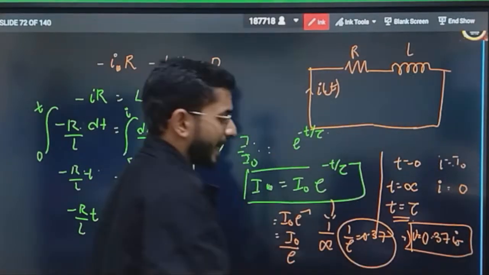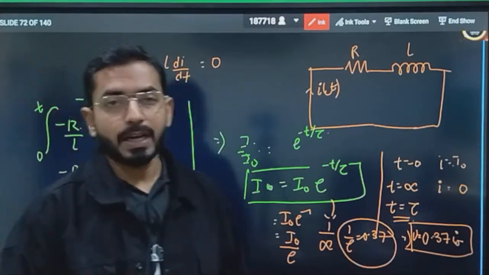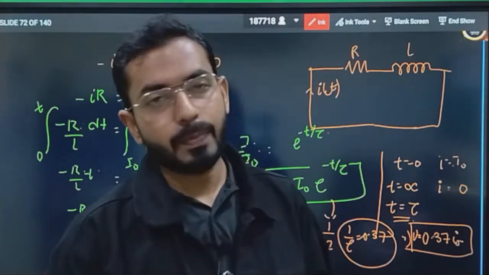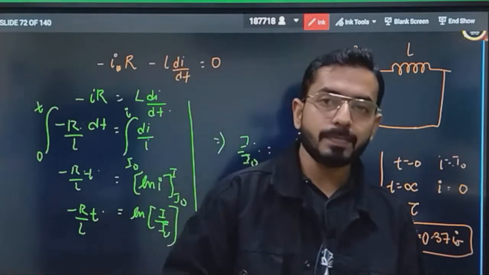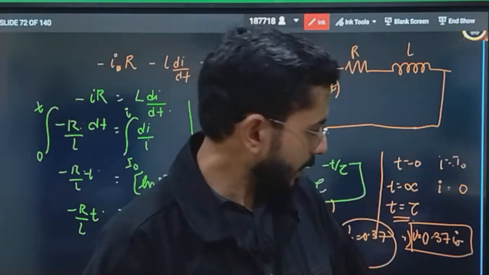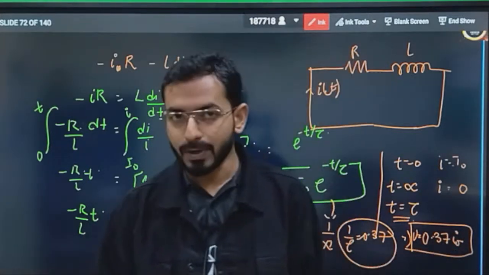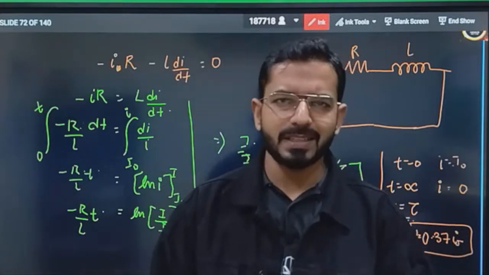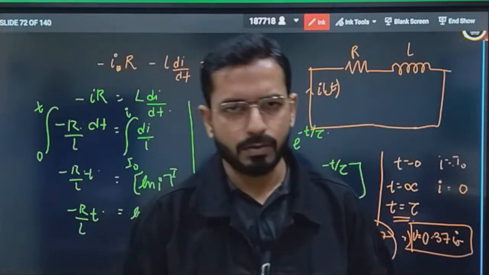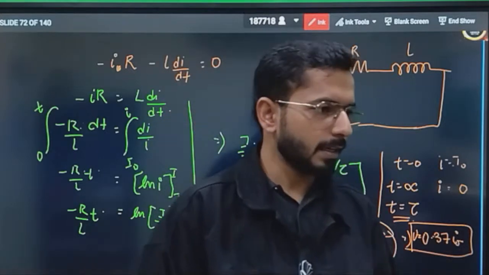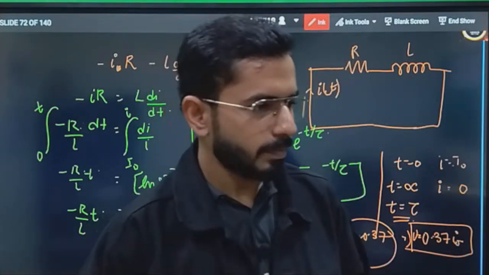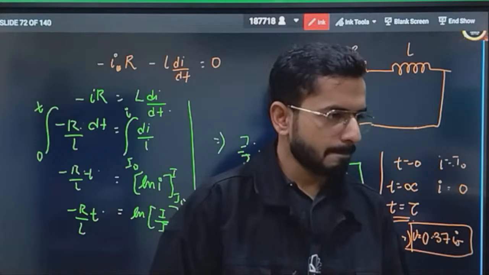So can I say in one time constant the current got increased by 63% in the growth circuit, and in the decay circuit it is decreased by 63%, and the rest of the current that is available here is 0.37 I naught, and till steady state the current is going to be 0. Is it clear? If any doubt is there, please tell me.